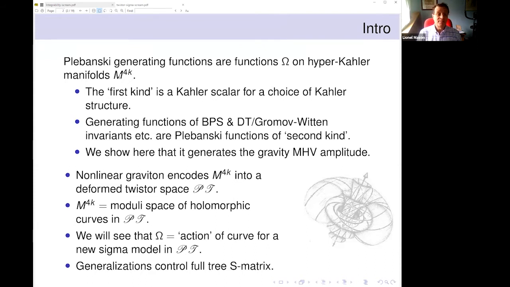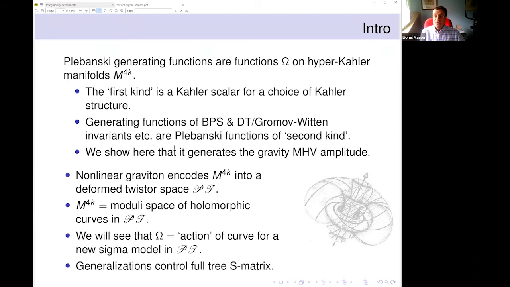Because I'm also going to try and relate to Einstein gravity. But in fact, one of the things that excited me about this topic was its connections to other hot topics in algebraic geometry. I saw some useful talks just after Christmas by Tom Bridgeland on how Plebanski generating functions are now the definitive way of understanding the generating functions for Gromov-Witten invariants and Donaldson-Thomas invariants in algebraic geometry, or BPS invariants if you're interested in supersymmetric gauge theories. Those actually are Plebanski generating functions of the second kind, and some of the ideas here will apply to that as well.